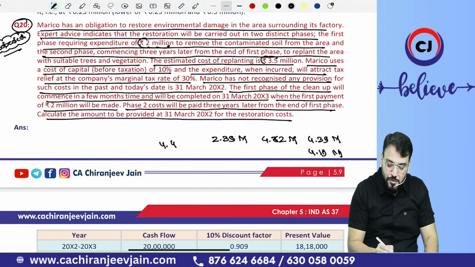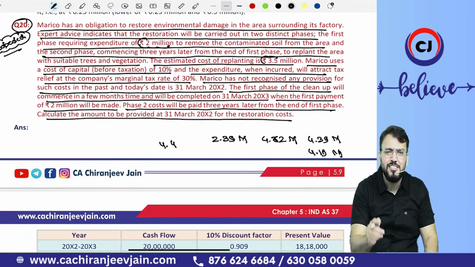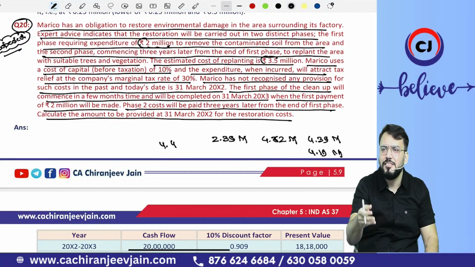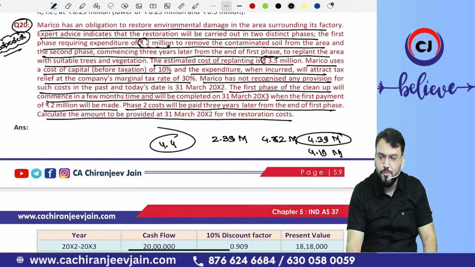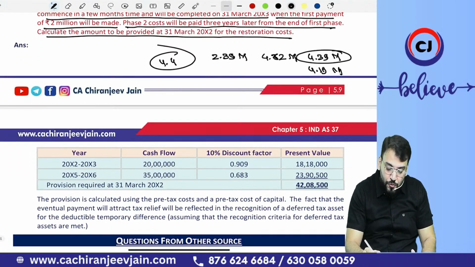4.4, 4.39. This may be the difference between discounting factors. Someone has taken 3 decimal, someone has taken 4 decimal, 5 decimal. So I will say these two are same, 4.39 and 4.4 are same. Let's see what is the answer.